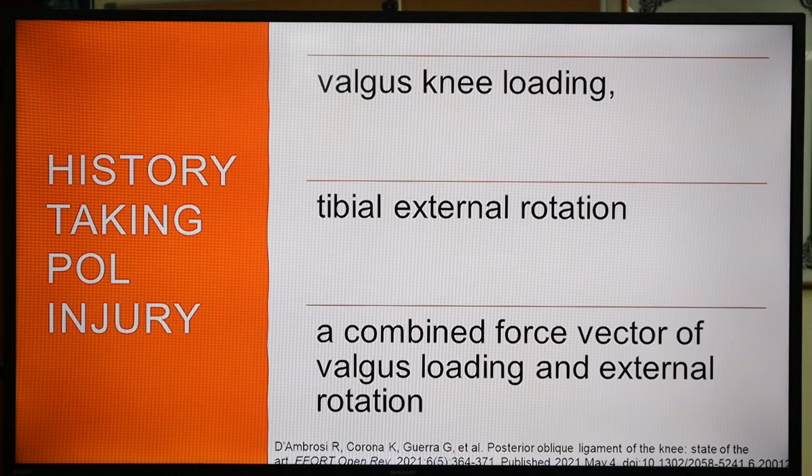History taking of POL is a bit different. Because POL is taut in knee extension, valgus knee loading in knee extension is one of the mechanisms of injury, or forceful tibial external rotation, or a combination of both can be the mechanism of injury. Especially they mentioned in the ski, when you fall from the ski, this is one of the mechanisms of injury.